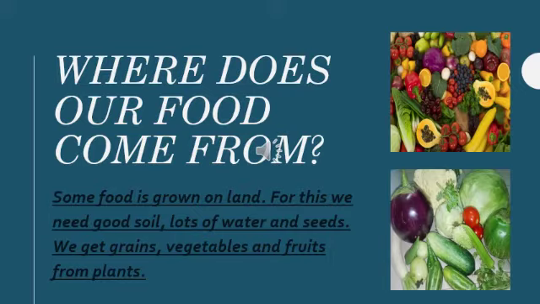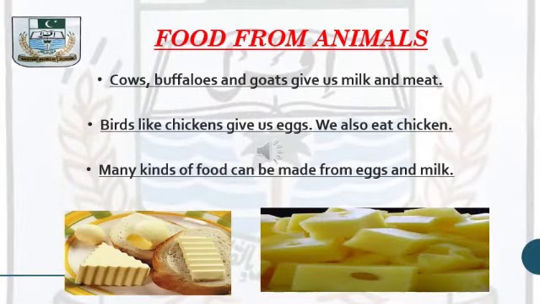Do you know, boys? We grow lots of mangoes in Pakistan. These mangoes are sold all over the world. We get food from animals also. Cows, buffaloes and goats give us milk and meat. Birds like chickens give us eggs. We also eat chicken's meat. Many kinds of food can be made from eggs and milk like butter, cheese, cakes and so many other things.